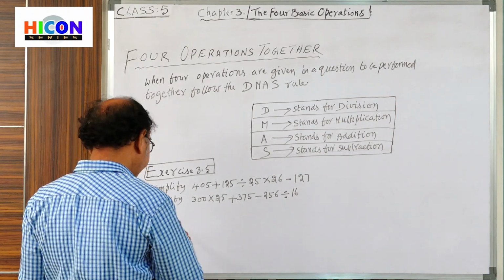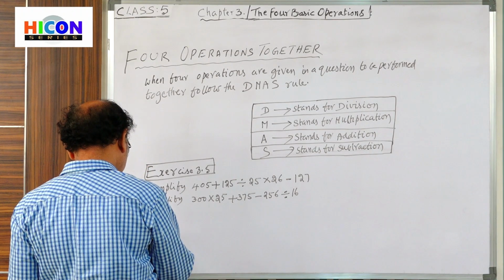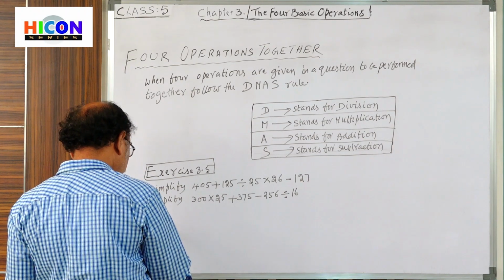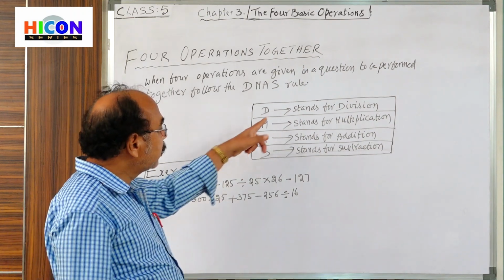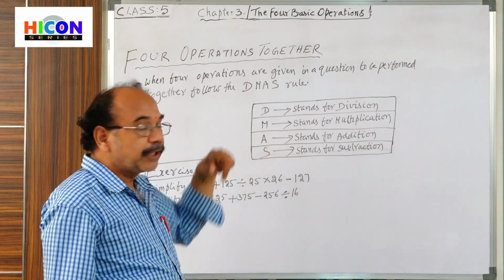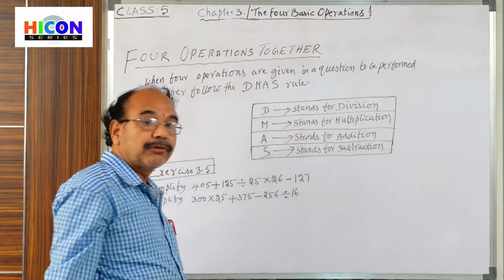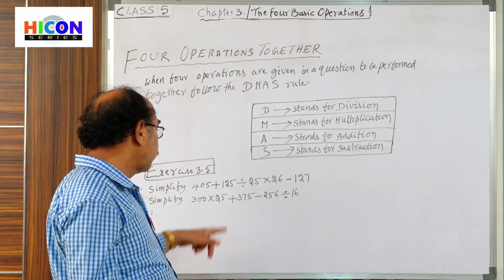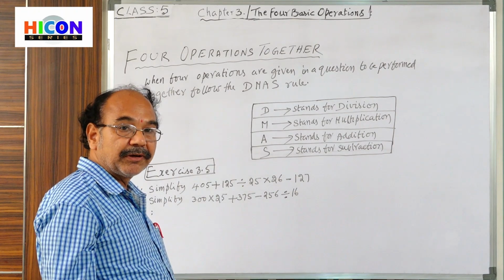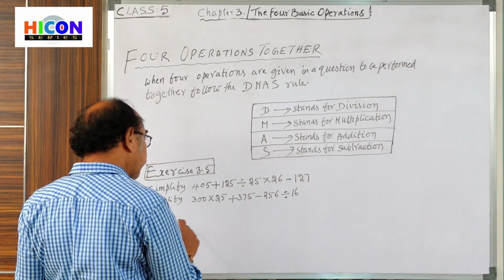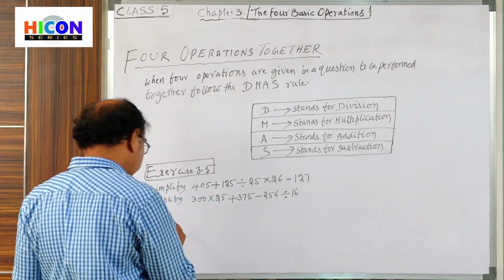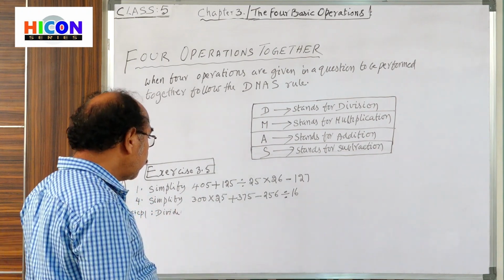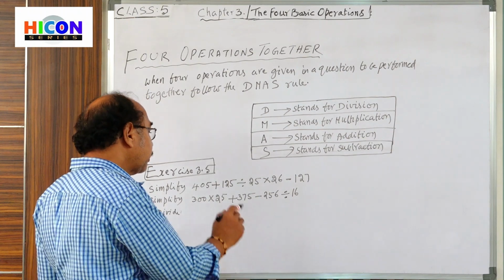In the step 1, what you have to do? The first letter is D. D stands for what? Division. Division operation. Here we have to show the division operation. Where is the division work here in the first question? 125 divided by 25. Step 1, divide. Okay, in the first step, we show the division.